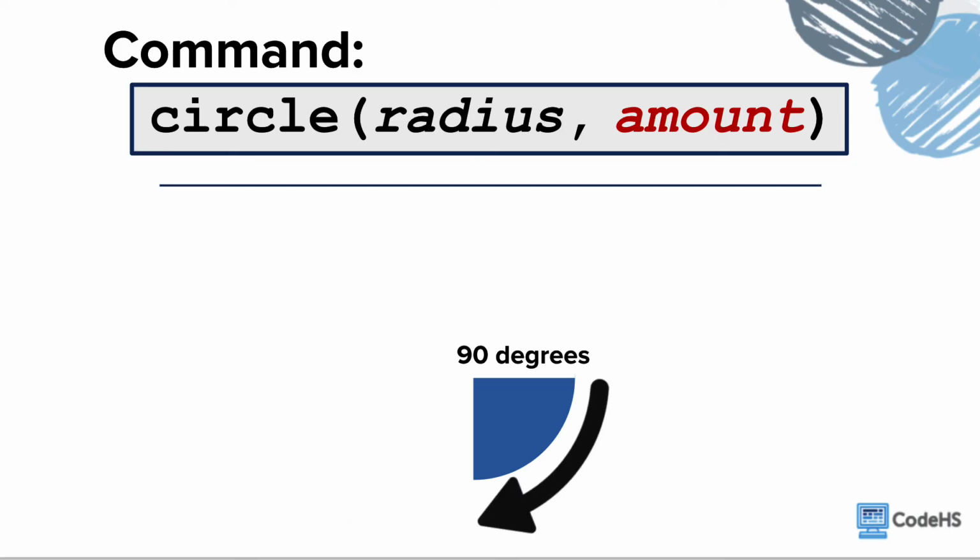And to find how many degrees are in a quarter circle, we just divide by 2 again. So a quarter of a circle is 90 degrees. Now let's get back to our circle command.